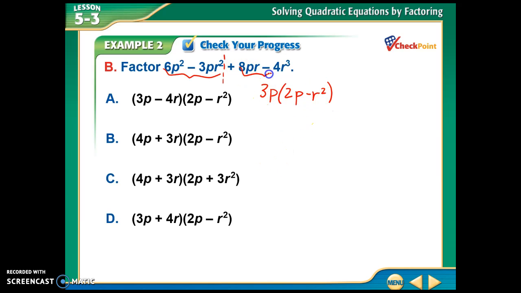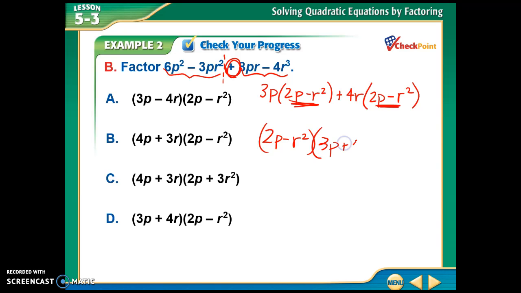Same thing on the right side. My GCF with 8pr and negative 4r cubed is going to be 4r. I'm going to have a positive 4r because I keep the sign of whatever's in front. 8pr divided by 4r is 2p. Negative 4r cubed divided by 4r is just negative r squared. My parentheses are the same, which means I'm on the right track. So I'm going to pull those down, and whatever's on the outside, 3p plus 4r.